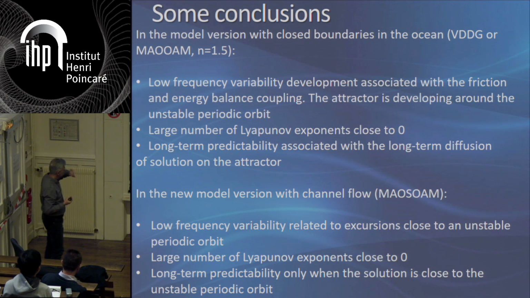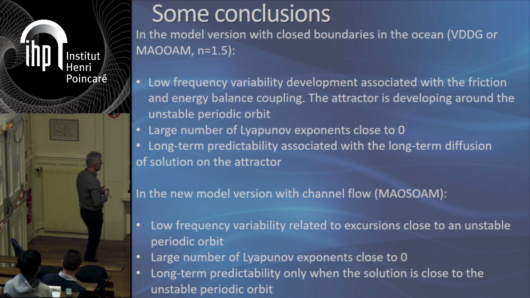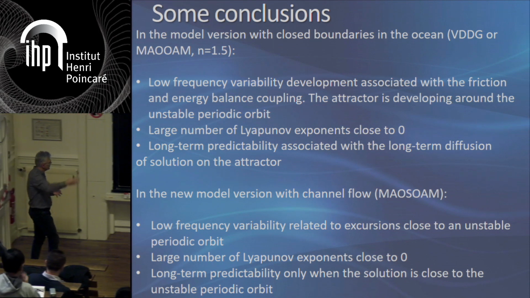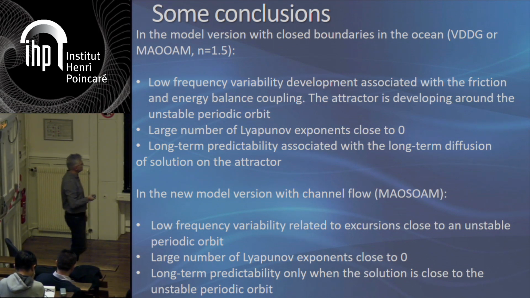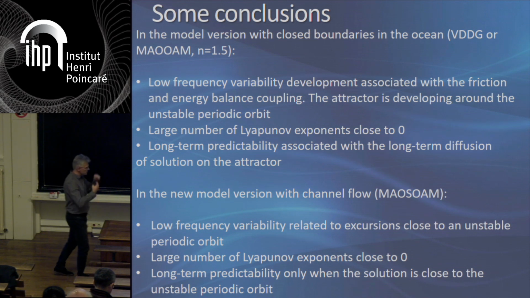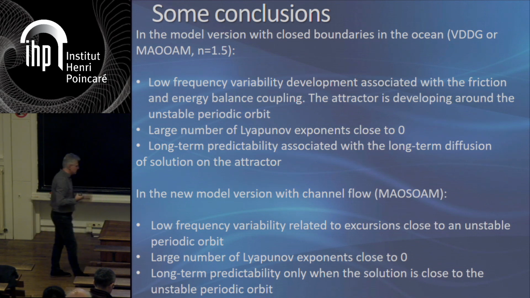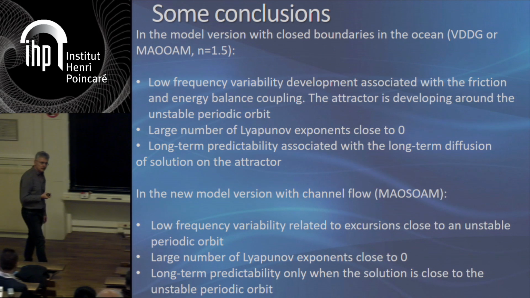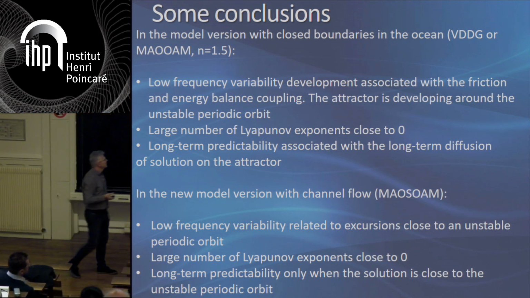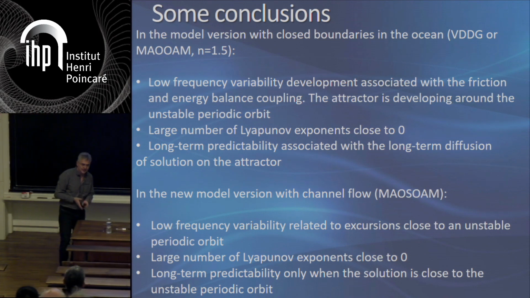For the other model, the low frequency variability is also developing, but is associated with some excursions close to an unstable periodic orbit. And in this case, you can keep long-term predictability when you are close to this unstable periodic orbit, but not when you are far from this unstable periodic orbit. And I'm finishing here, so thank you very much for your attention.